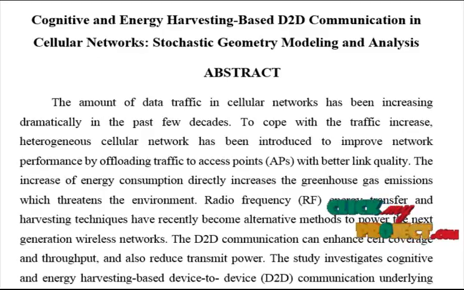D2D communication can enhance cell coverage and throughput and also reduce transmit power. The study investigates cognitive and energy harvesting based device to device communication underlying cellular networks. Energy harvesting based device to device communication for cellular networks is proposed. For implementing this approach, spectrum access policies are proposed at both uplink and downlink. A random spectrum access policy and a prioritized spectrum access policy are implemented.